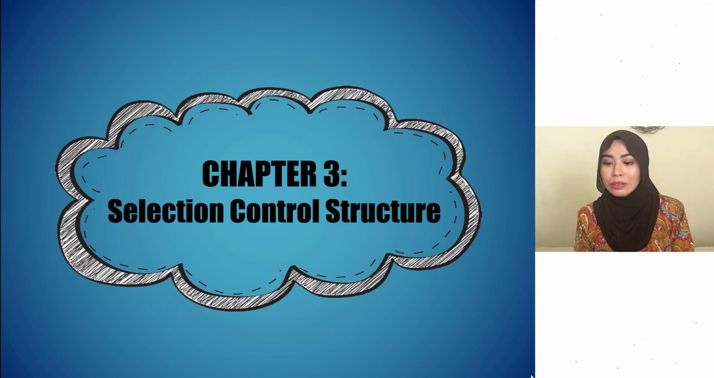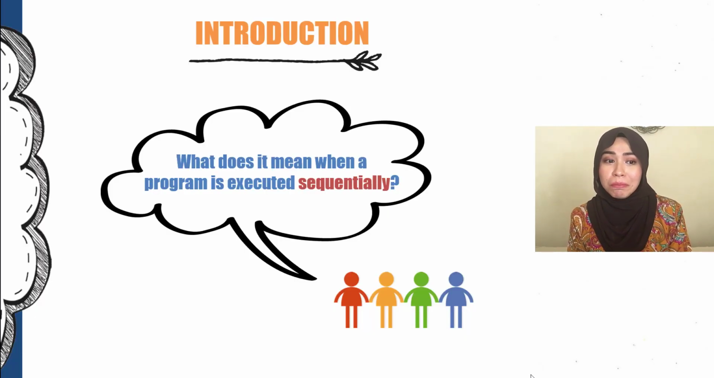Okay, so basically we left off from chapter 2, which is on sequential. Today we're going into chapter 3, and that is selection control structure. All right, without wasting any more time, let's go into our chapter 3. Now the question says here, what does it mean when a program is executed sequentially?